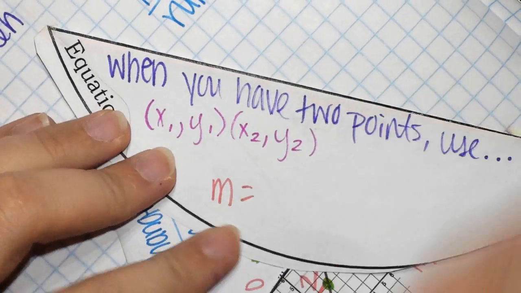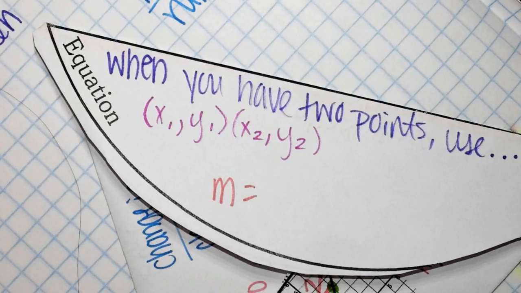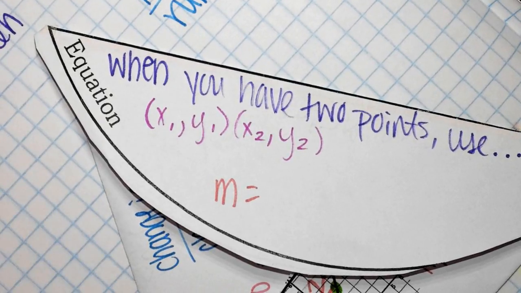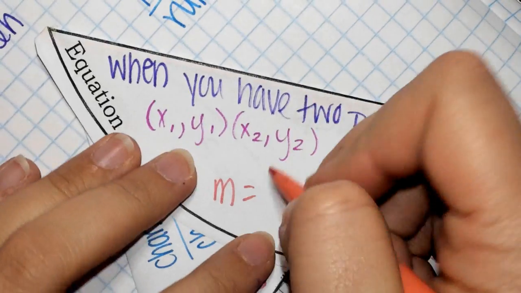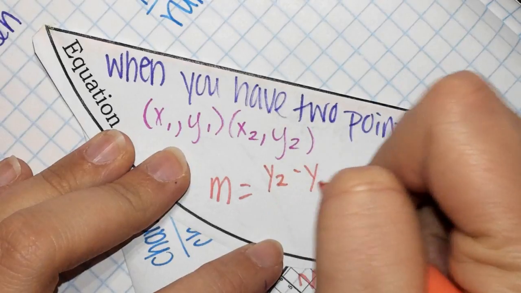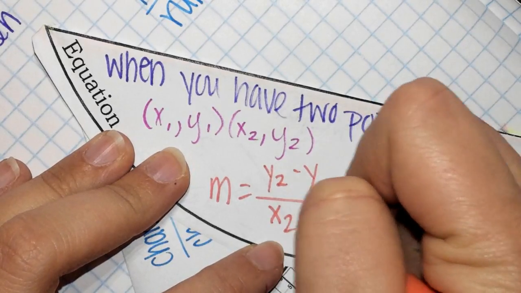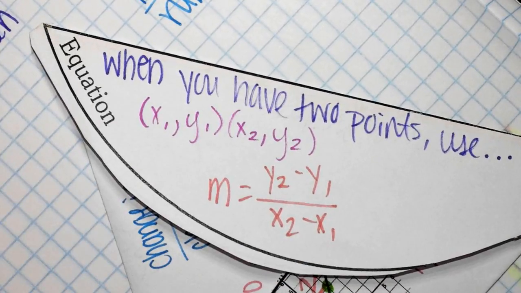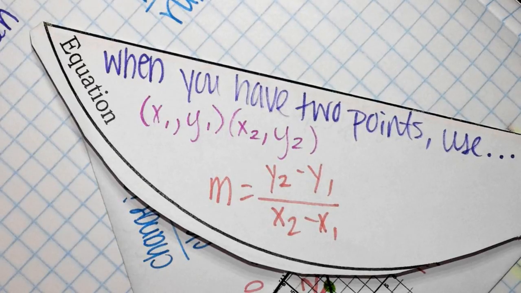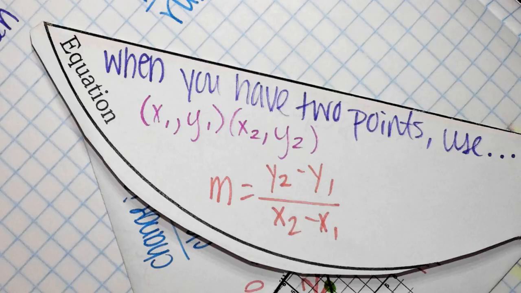Alright, so then our formula, now we said the change in y divided by the change in x. And what mathematical operation does change mean? Subtract. So what are we going to do with our y values? Subtract them. Y2 minus y1. And we're going to divide it by our x's. That's it. That's all you do. It's magic. We're going to do that on our other foldable.